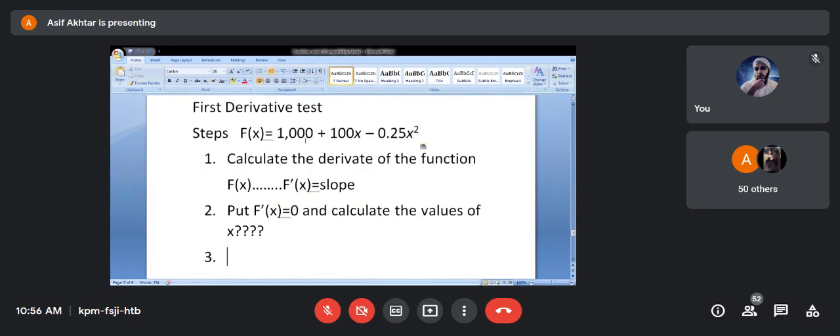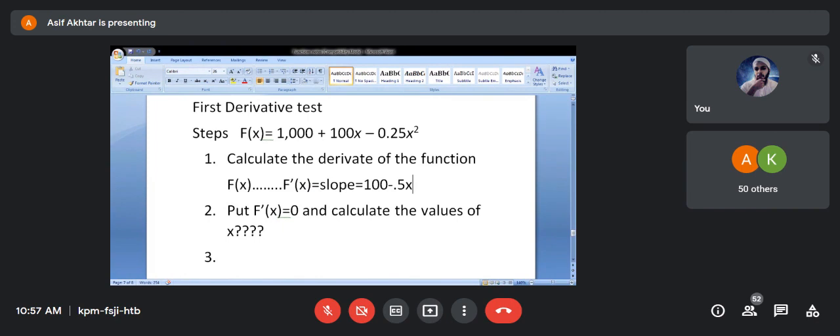Try to understand the problem with the help of this function. Now we take the slope, we take the derivative. If I take the derivative of this function, how much is this? 100 minus 0.5x.